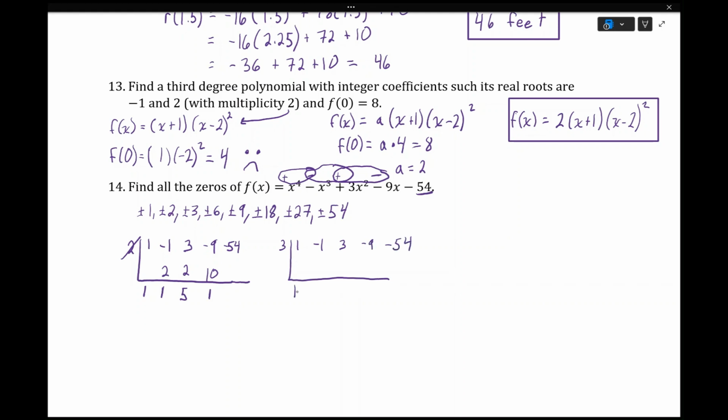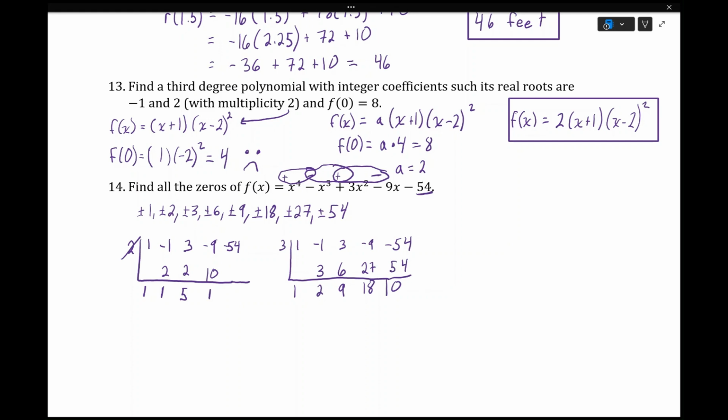Okay, bring down the 1. 1 times 3 is 3. -1 plus 3 is 2. 2 times 3 is 6. 3 plus 6 is 9. 9 times 3 is 27. -9 plus 27 is 18. 18 times 3 is 54. And that gives me a 0.